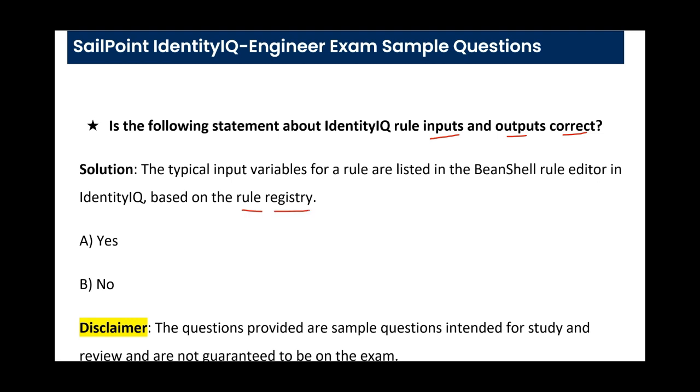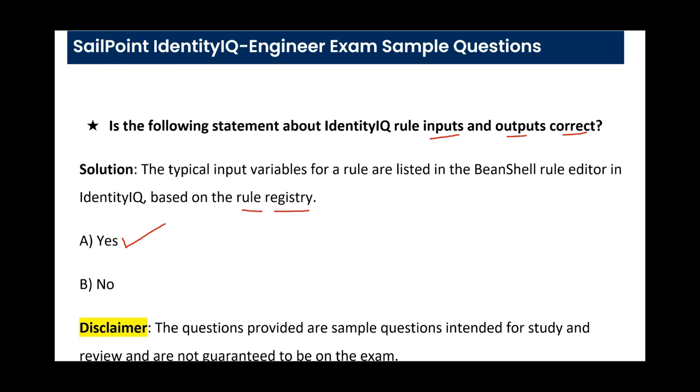The input variables are the arguments that are listed on the BeanShell rule editor page. Whether it is coming from the rule registry, yes or no? Any answers, guys? Can I expect any answers here? Excellent, excellent, guys. Any more answers? Superb, appreciate it, guys. Well, it's yes, right? So it is coming from the rule registry. So the answer should be yes.